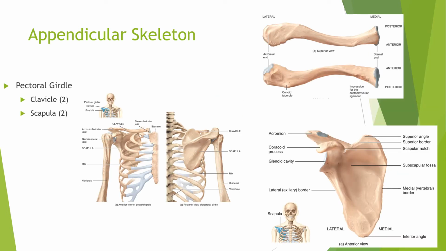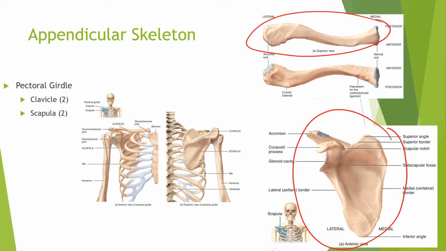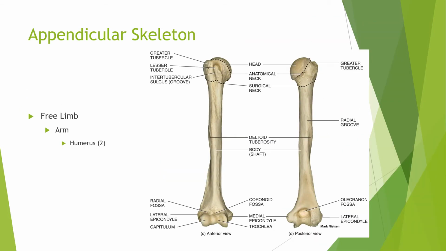Let's start with the pectoral girdle. It's made up of 2 bones, an S-shaped bone called the clavicle, and a flat bone called the scapula. Since we have a right and a left extremity, we have 2 of each. Now let's focus on the free limb. The arm, or the brachial region, consists of a humerus.